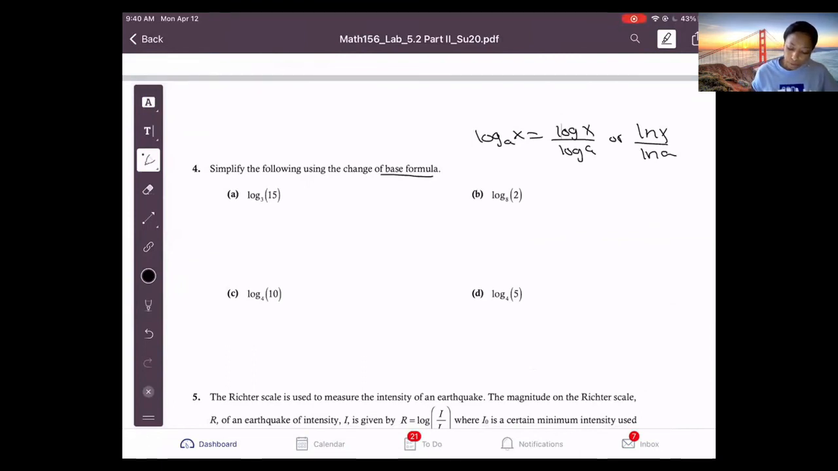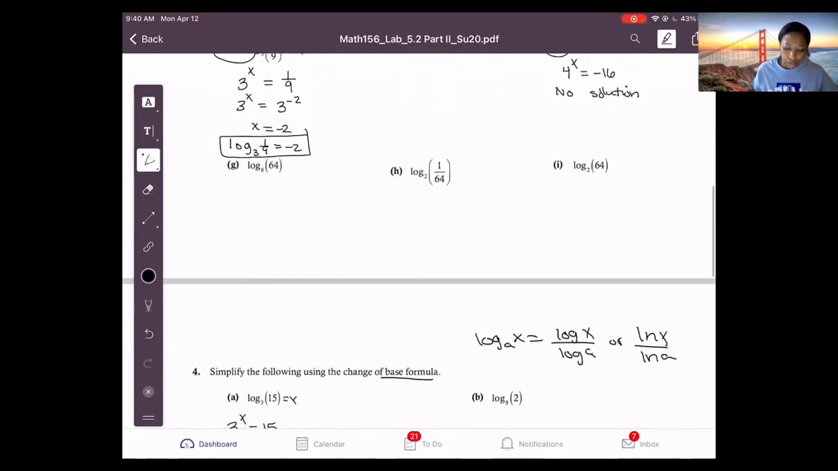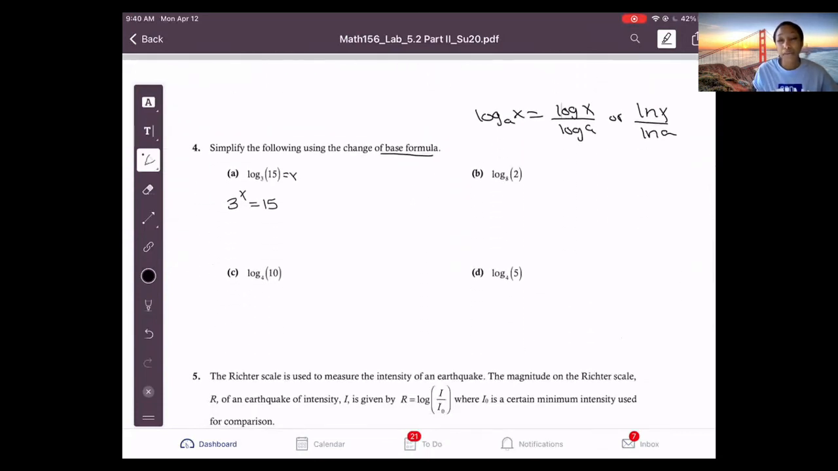So for part A, first, this looks like the problems we did in the last section. Why do we have to use change of base here? Well, for log base 3 of 15, this is saying 3 to some power equals 15. Now, if I scroll up a little bit, I had 3 to the x power equals 1/9. That one we were able to solve by hand without our graphing calculators, because 1/9 is a power of 3. It's 3 to the negative 2nd power. Here, 15 is not a power of 3. So we're not able to solve this one without a graphing calculator. We need the change of base formula.